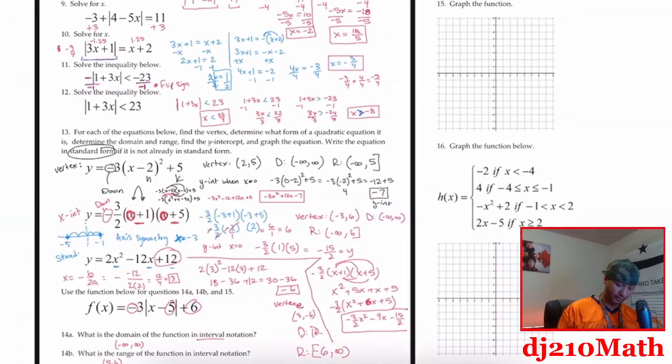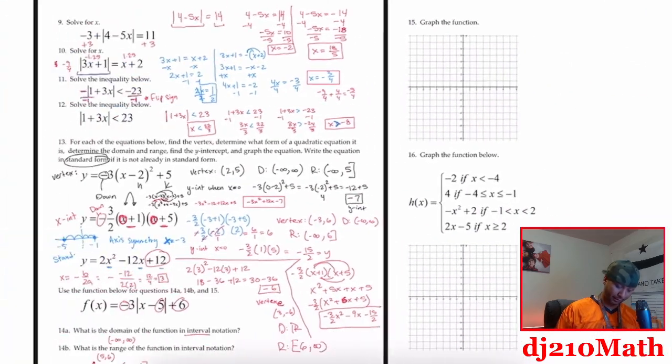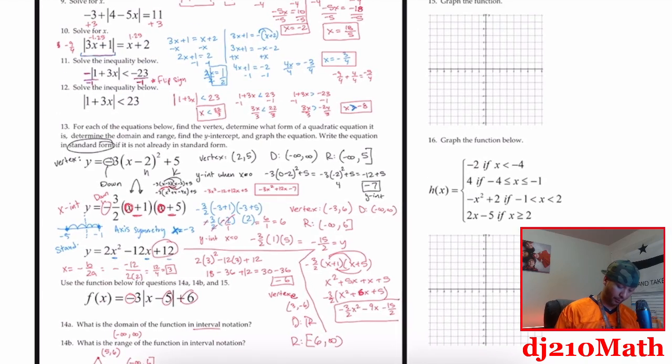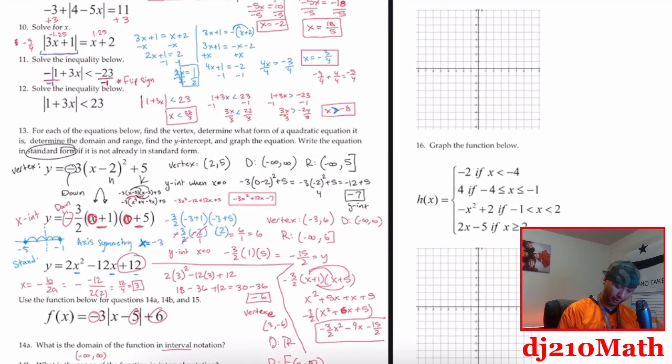That 3 doesn't apply to anything right now. Well, now it does. Now we're going to graph it. So I'm just going to rewrite it over here. F of x, we'll define that as negative 3 times (x minus 5) plus 6.